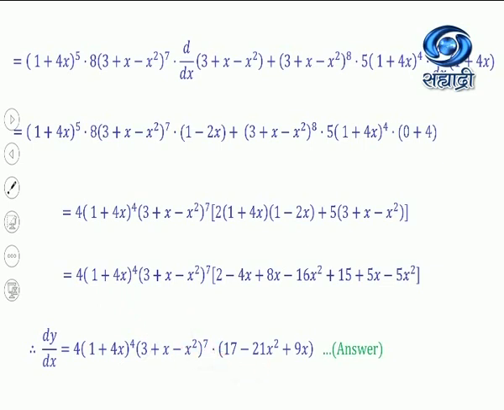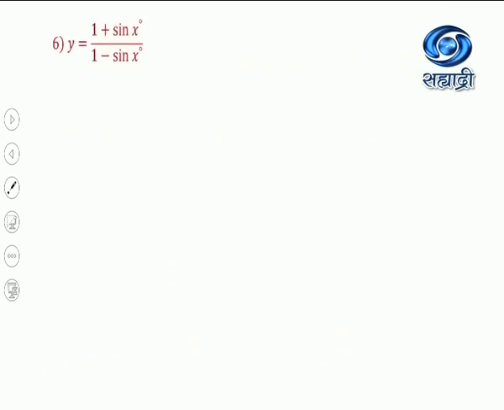into bracket. See here, 2 plus 15 becomes 17. Then minus 16x square minus 5x square, that is minus 21x square. Then 8x minus 4x becomes plus 4x. Plus a 5x, that is plus a 9x. Now this is our answer. Given function is y and its derivative is this. Now we will see this example.